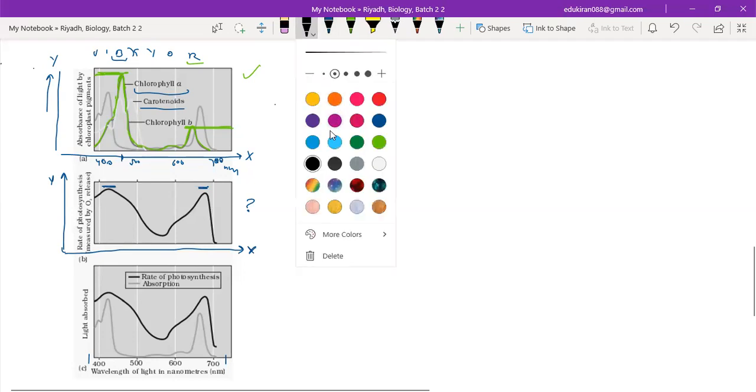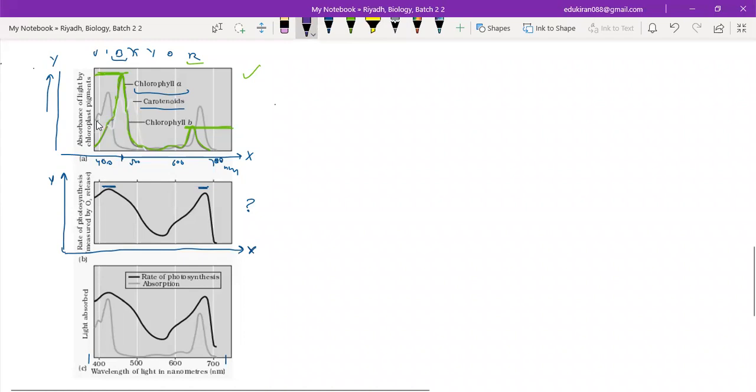use for chlorophyll B, not blue. Which color should I use? Something different from blue. Let me use this one. Okay. Because there is another pigment called chlorophyll B here. Look at this one, which I'm drawing. This is chlorophyll B, the purple one, which I'm using. You see that B also shows a peak just before the blue, probably in the indigo region. And then it goes down.